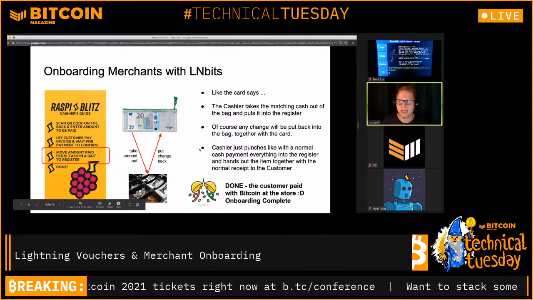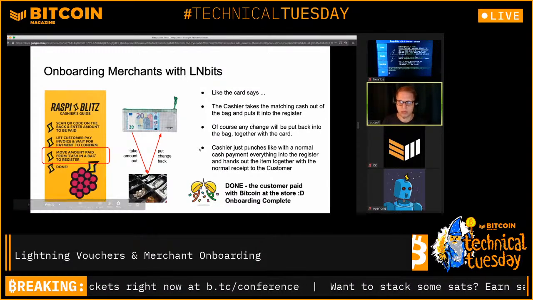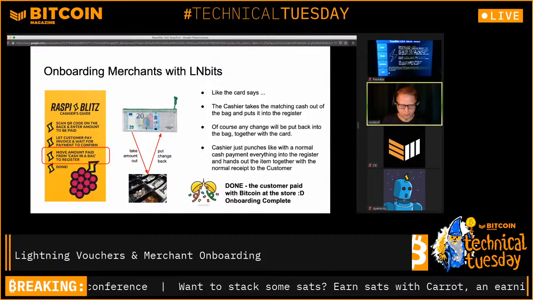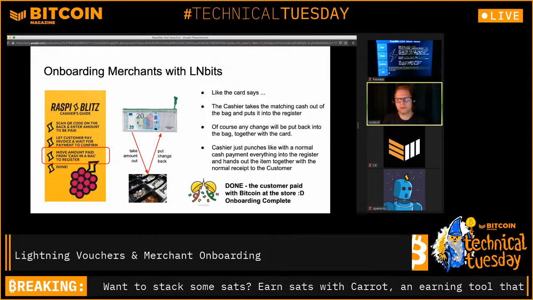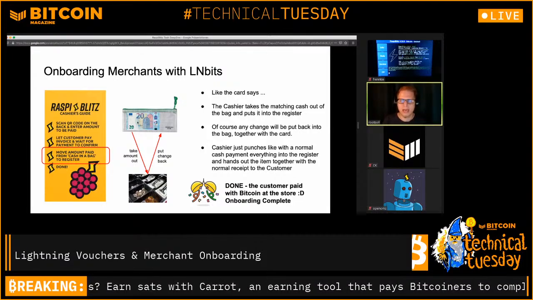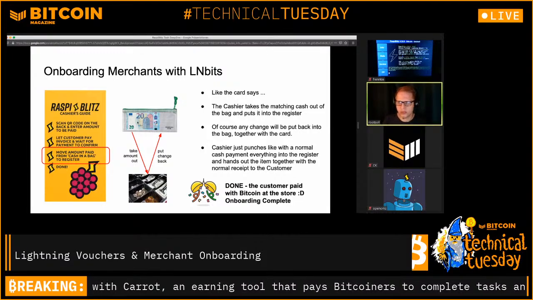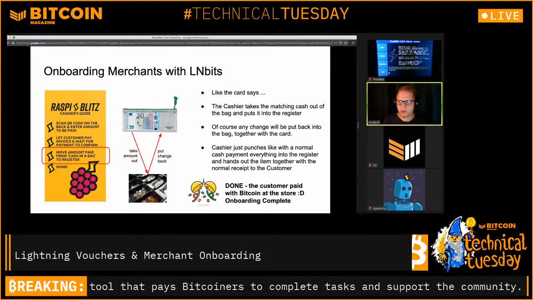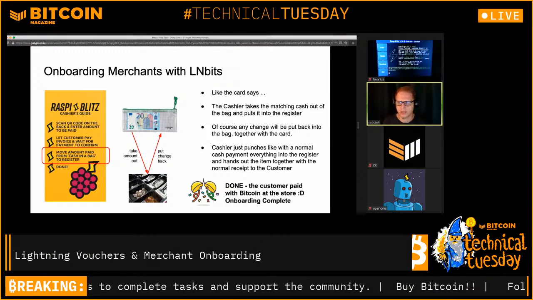And the last step is now, because the customer paid in Bitcoin, that the cashier takes the money out of the bag and tries to get the fitting amount out of there, puts the change back, and puts the amount, the €2 we're talking about, into the official register. The rest, the change, stays in the bag, but these €2 are now in the register.